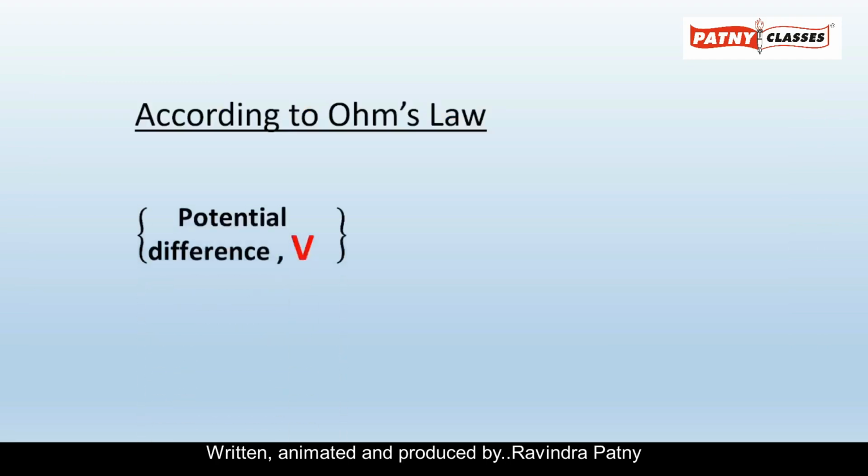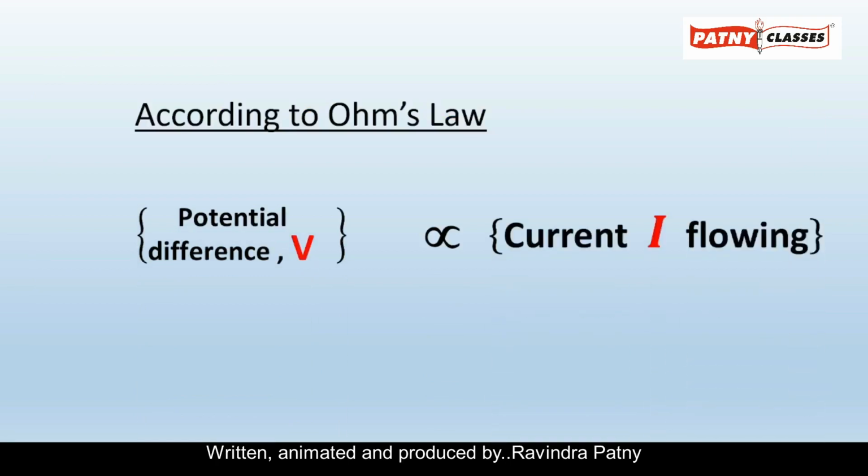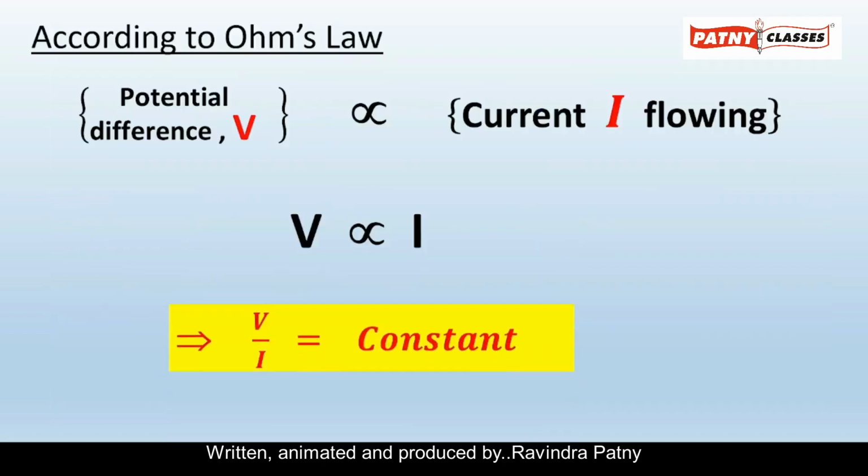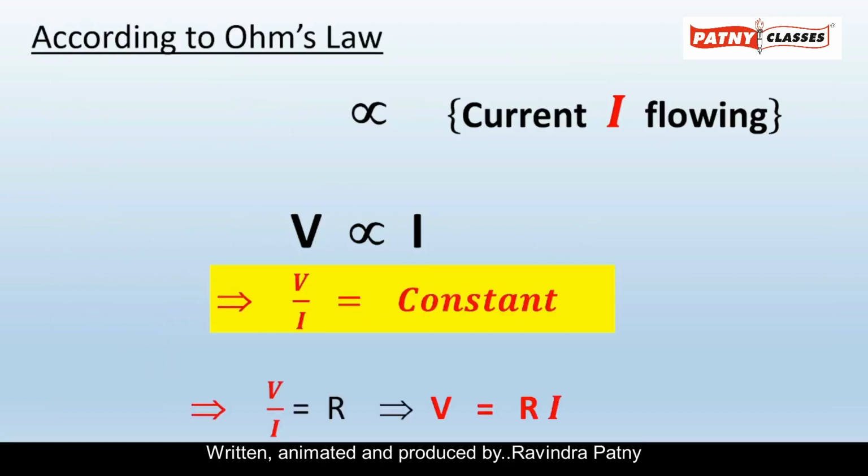According to Ohm's law, the potential difference V applied across the ends of a conductor is directly proportional to the current I flowing through it, which implies V is proportional to I. From this we get V upon I equals a constant, which implies V upon I equals R, so V equals R into I, or we can also write IR.